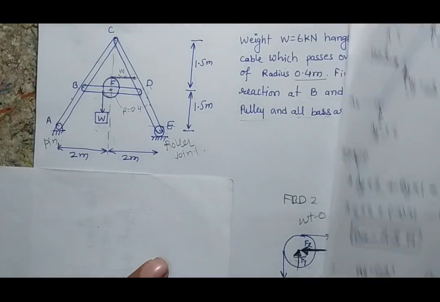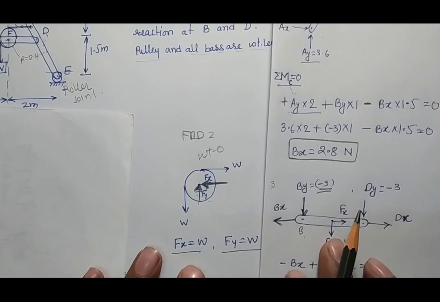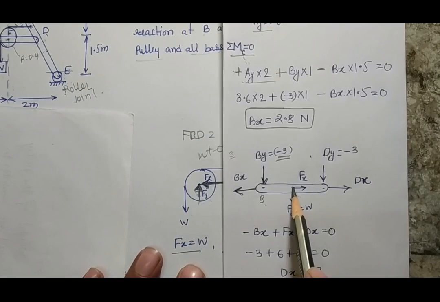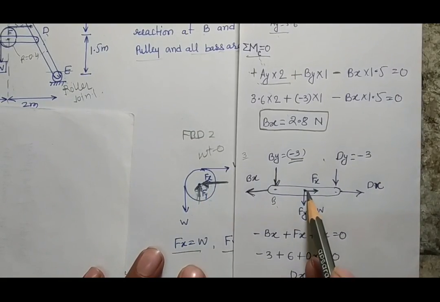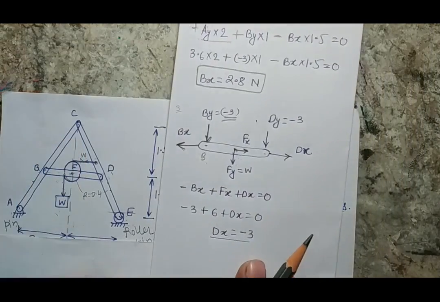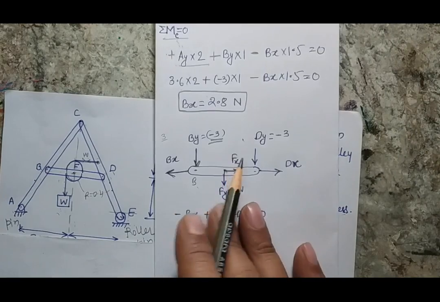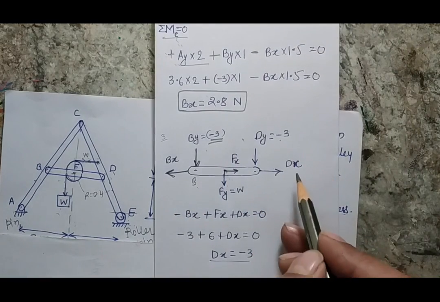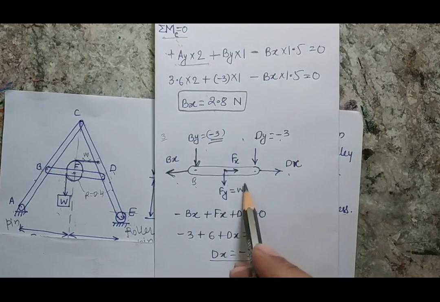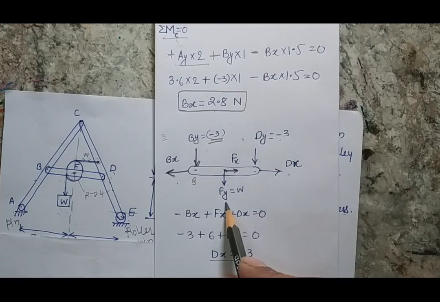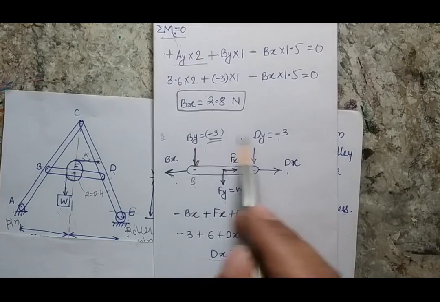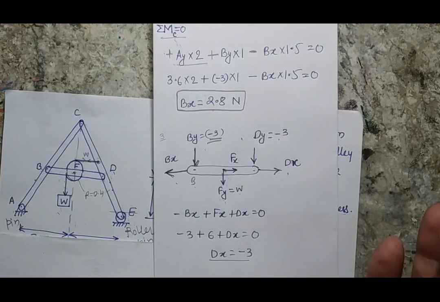If you recall the free body diagram of the pulley, I had taken the direction of this force rightward and upward. So in the counterpoint, this is leftward and upward, so this will be rightward and downward. So when I solve the free body diagram of this bar, I know that the force By is -3, Dy is -3, Dx I don't know, Bx I have already calculated as 2.8, and Fx and Fy are known to me. Here also you can check that Fy is W, and it is balanced by these two reactions. That means we did it correctly.